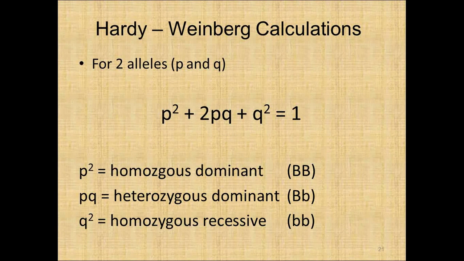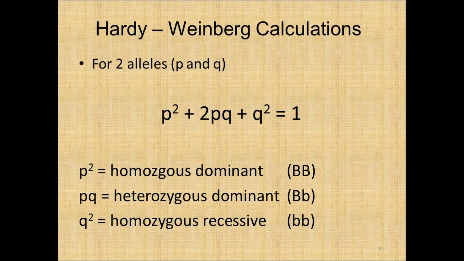We're now going to start the Hardy-Weinberg calculations. The first thing you need to know is that p stands for the frequency of the dominant allele, and q stands for the frequency of the recessive allele. You also need to know that p plus q equals 1.